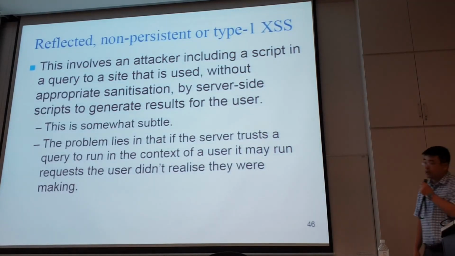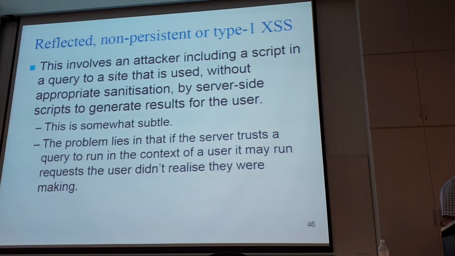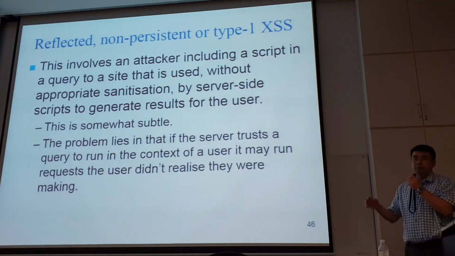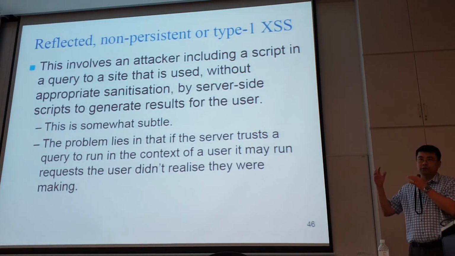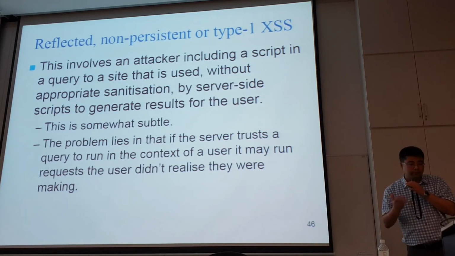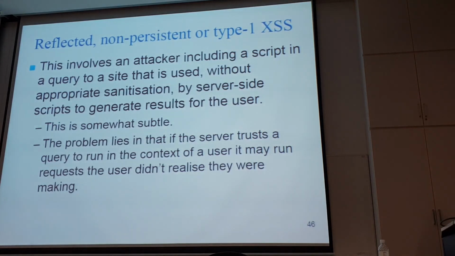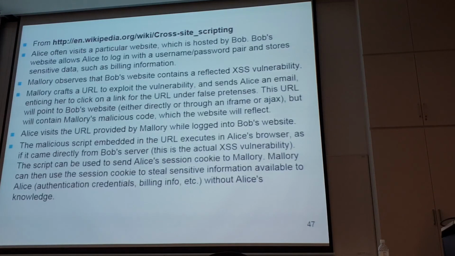Okay, so type 2, the so-called reflected or non-persistent XSS, is another type. In this kind of cross-site scripting, the malicious code is no longer stored on the server side. It's reflected back to the client, to the victim. So it's like some sort of reflection. In this kind of attack, we can look at one example from Wikipedia.